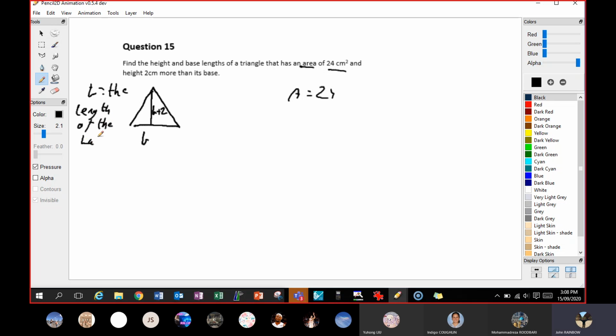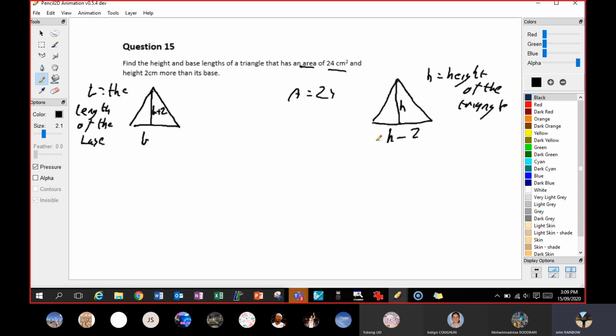of the triangle. Or alternatively, you could define your variables differently. I could call this the height, right? And I could say let h equal the height. Now you want to always just try and eliminate one variable. So if that's the height, and if I know that the height is 2 centimeters more than the base, well, wouldn't this be the height minus 2?